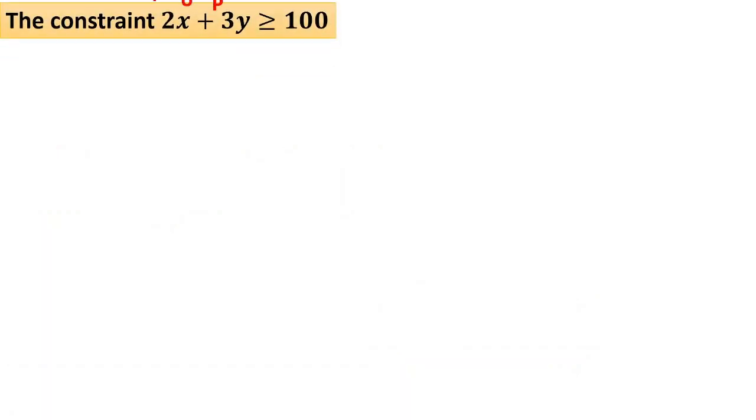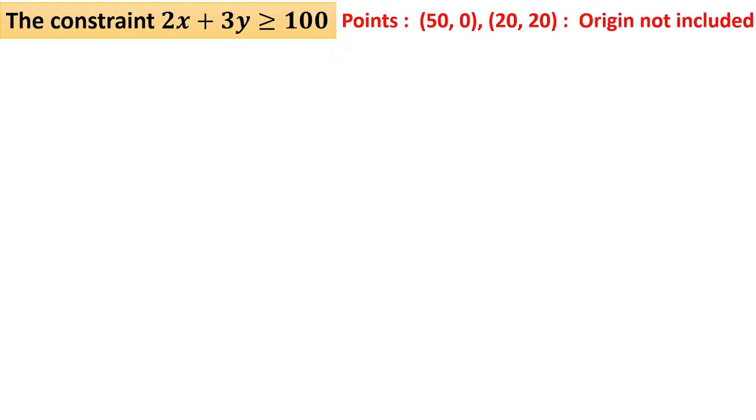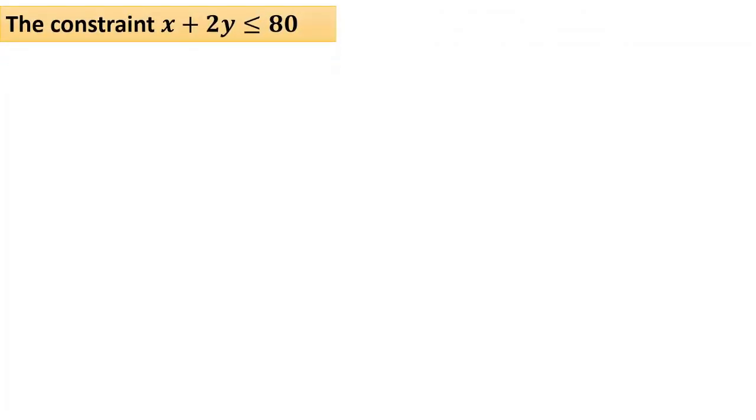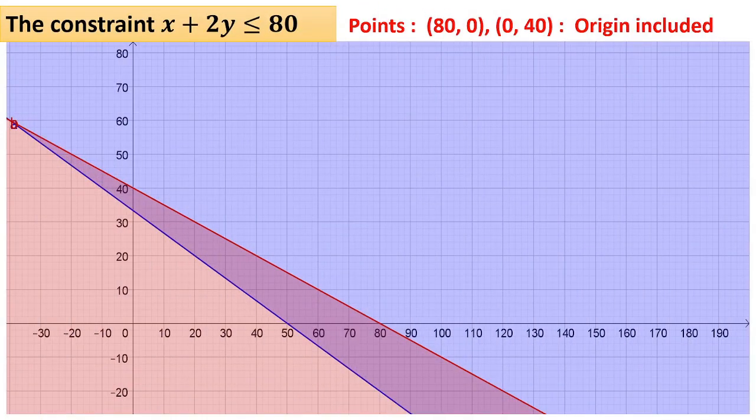2x plus 3y greater than or equal to 100. These are the points. Origin not included. Yes, I got the top portion. Go to the second constraint. x plus 2y less than or equal to 80. These are the points. Origin included. Therefore it comes down.